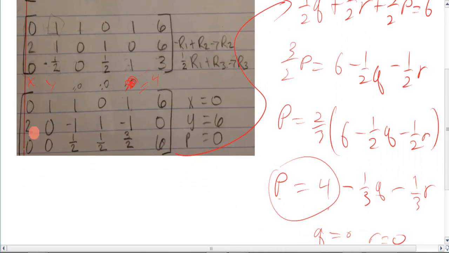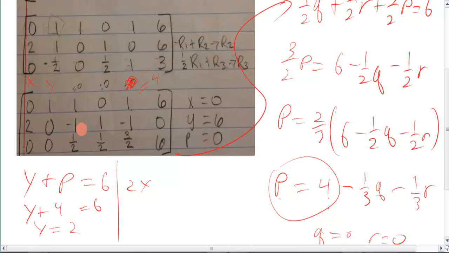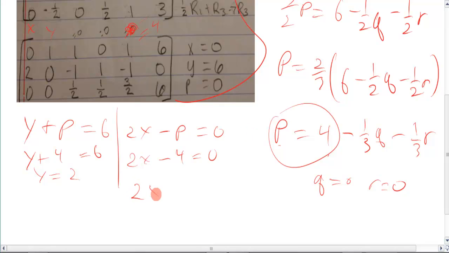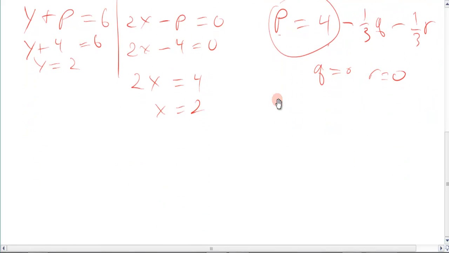So this top equation would be 1y plus 1p is equal to 6. But we know p is really 4, so that means y plus 4 equals 6, so therefore y equals 2. Now, same thing for the next equation. We have 2x's plus 0y's plus 0 plus 0 minus p equals 0. But again, we know p is 4. So therefore, that's going to give me 2x equals 4, so that means x equals 2. So therefore, I have an answer of 2, 2, with a max of 4.